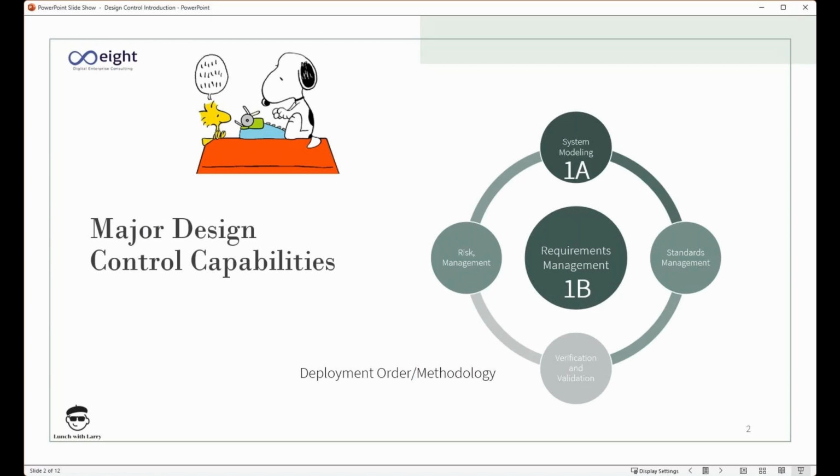Next is standards management. We have external standards and internal standards that provide us with a historical understanding of how we've solved problems in the past.